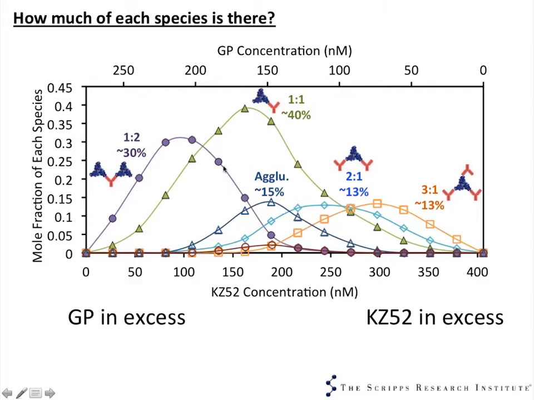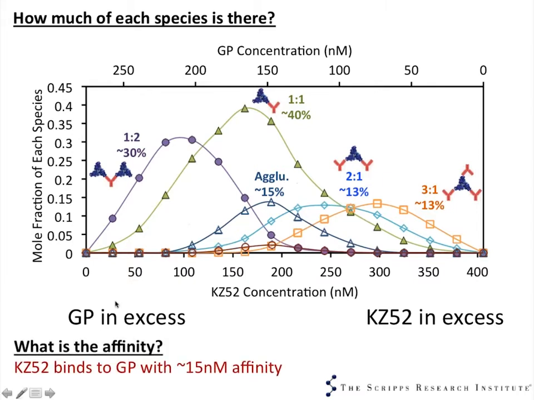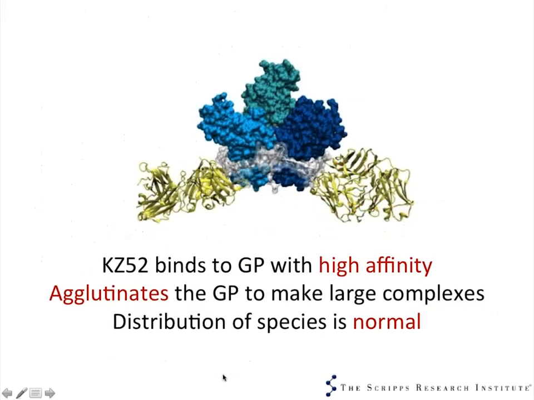And it's likely that we see these different amounts of each complex as opposed to the 1H3 data because the KZ52 binds to GP with a much higher affinity of about 15 nanomolar. So from this, we concluded that KZ52 binds to GP with very high affinity, and it agglutinates the GP to make these very large complexes. And the distribution of species is normal.